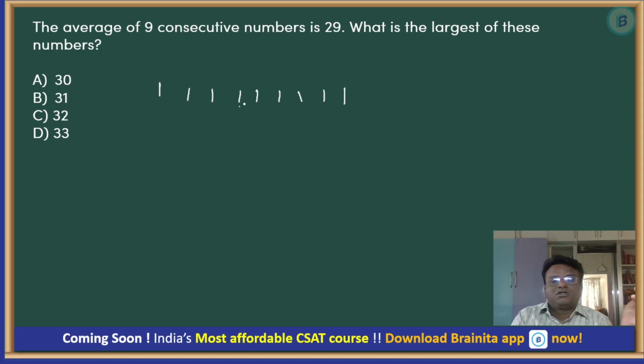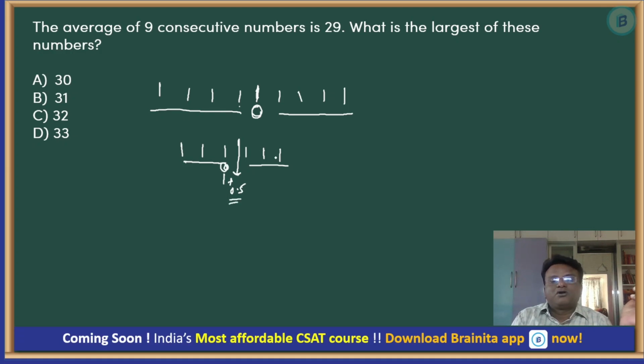Okay, so 1, 2, 3, 4, 5, 6, 7, 8, 9. That means this number. Here there are 4 numbers, here there are 4 numbers. So this middle number would be the average of consecutive numbers. If there are an even number of values, for example 6 numbers, then this is a block of 3, this is a block of 3. So the middle point will be the average, which will be this number plus 0.5. Okay, that will be the average.